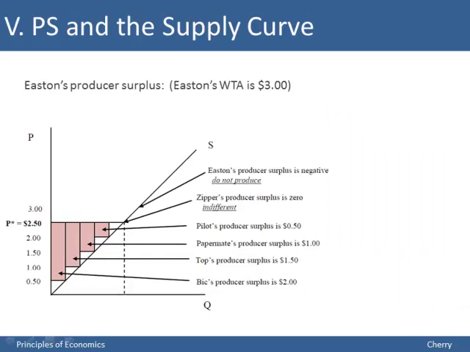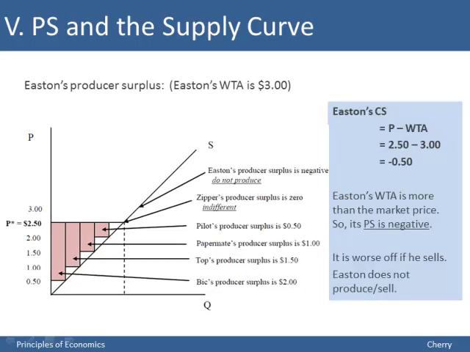So let's look at Easton. Easton's willingness to accept is $3, which is higher than the market price of $2.50. So Easton is going to lose money if they produce, right? They're going to have a producer surplus of negative 0.5. Right? So if that's the case, then Easton's going to decide not to produce. You have a negative profit essentially. So if they produce, they're going to end up worse off than they were before. So they're going to decide not to produce.